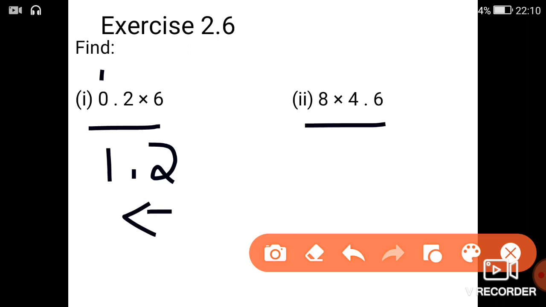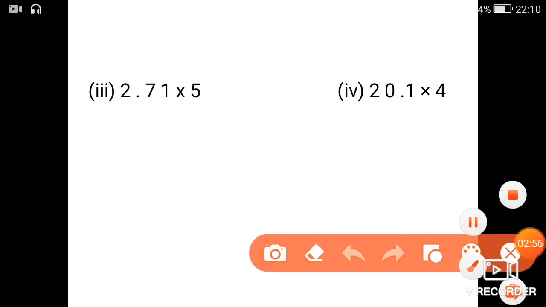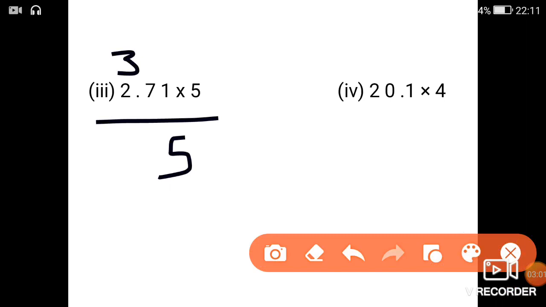Second problem, we have 8 into 4.6. So 6 8s are 48. 4 8s are 32. 32 plus 4 is 36. So it is 36.8. Here also in 4.6 after the decimal point we have only 1 digit. Next, third problem, it is 2.71 into 5. So 5 1s are 5, 5 7s are 35, 5 2s are 10, 10 plus 3 is 13. So here in 2.71, after the decimal point we have 2 digits. So we will place the point after 2 digits, that is 13.55.